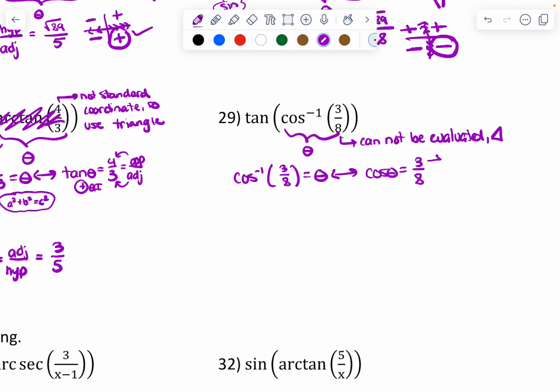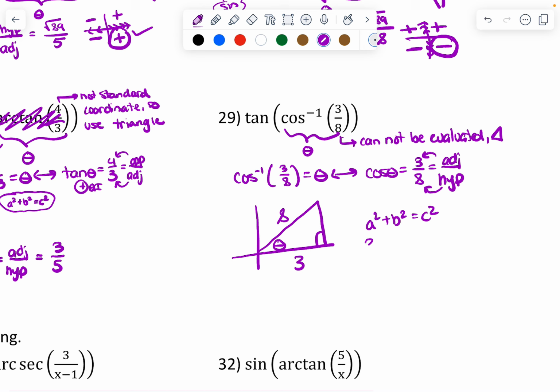So for cosine, this is going to be equal to adjacent over hypotenuse. So 3 is the adjacent side, 8 is the hypotenuse for our triangle. Inverse cosine exists in 2 quadrants, 1 and 2. This is positive, so this is going to be in quadrant 1 because the x values are positive in quadrant 1. So adjacent is 3, hypotenuse is 8. If this is a special triangle, I don't know, so I'm going to use the Pythagorean theorem in order to get it. So adjacent is 3.